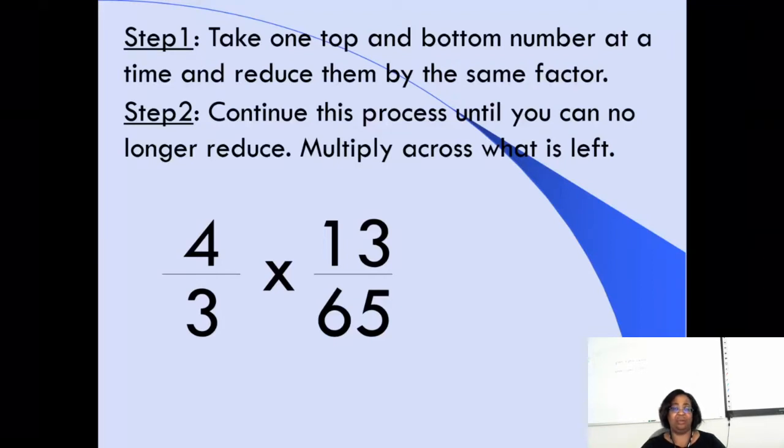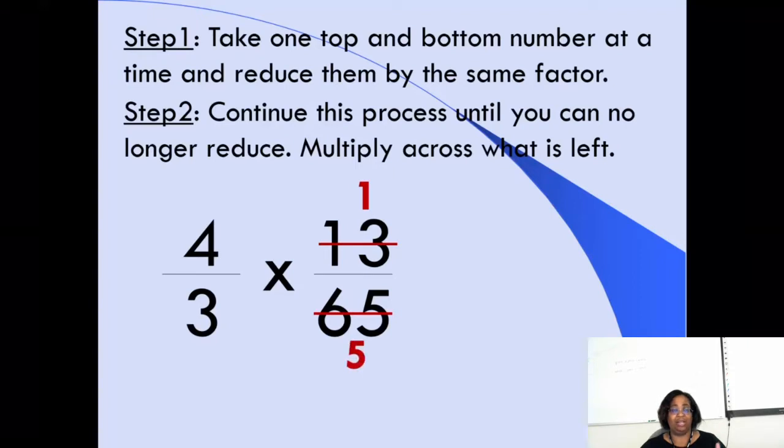So I have two fractions here, 4 thirds and 13 65ths. And like I said, the first step is to take a top one and a bottom one and see if I can reduce them by the same factor. Is there anything top and bottom I can reduce by the same factor? Yeah, how many times will 13 go into 65? So I can reduce 13 and 65 by the factor of 13. 13 goes into 13 how many times? Once. And 13 goes into 65 5 times.